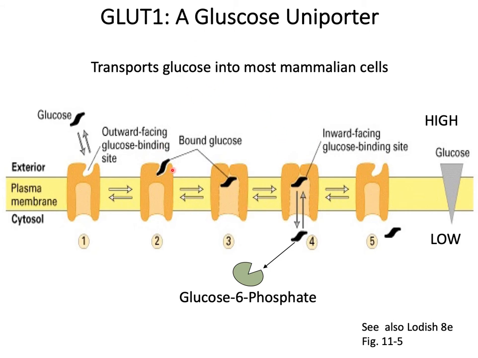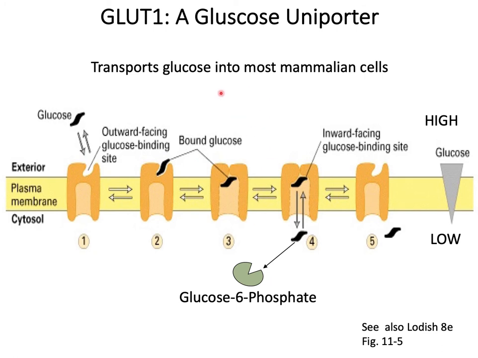GLUT1, or glucose transporter 1, is a well-characterized transporter that moves glucose into most mammalian cells by facilitated diffusion. It is a really interesting transporter. It can take on two conformations. There is a conformation in which the glucose binding site is facing the outside of the cell. It is outward facing and shown here in 1 and 2. In the other conformation, the glucose binding site is facing inward, toward the cytosol, as in 3 and 4. Again, the glucose is moving from an area of high concentration to an area of low concentration, which is the cytosolic side of the membrane. This is how this transporter works.